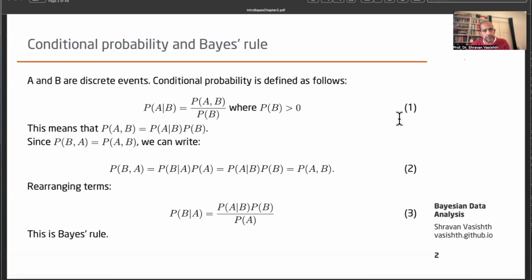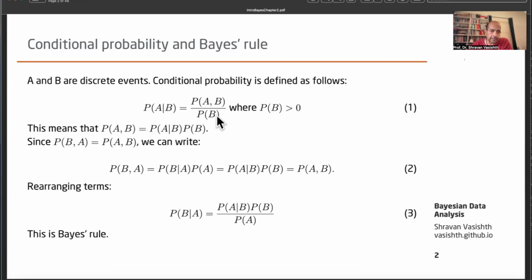And the interesting thing about this rule is that it allows us to derive Bayes' rule, right? So Bayes' rule is simply a consequence of the conditional probability rule. Now, how this works is that we know that the conditional probability of A given B is equal to the joint probability of A and B divided by the probability of B, provided the probability of B is greater than 0, because division by 0 is not defined in mathematics.